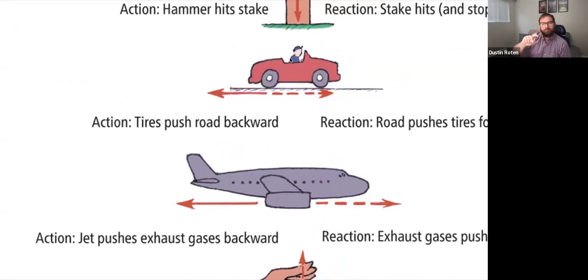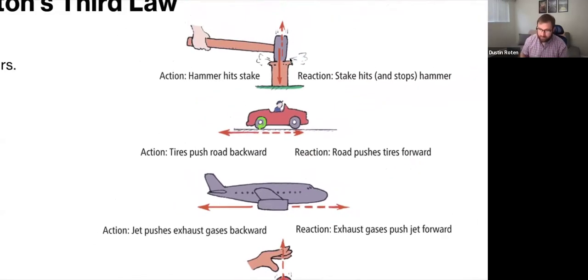Additionally, we have tires pushing the road backward. So the tire is going to spin this way, so that the road's not flying off into the sunset. The road's stationary, which means as this tire turns, because the road's not moving anywhere, it's got to supply a reaction force. So the road's going to push the tires forward. And that's how we get our forward movement in a car.